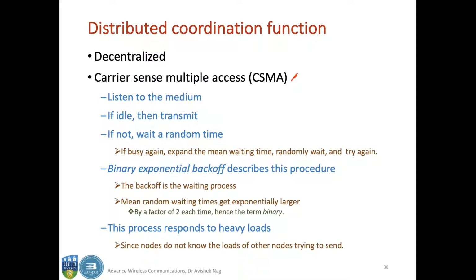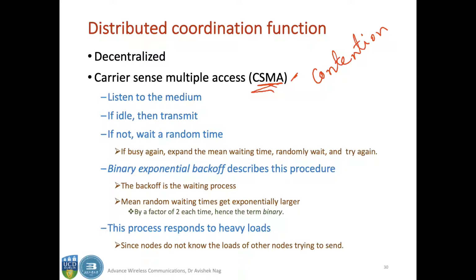Okay, but if the medium is not idle, if it is busy, then the idea is to wait for a random time and then transmit. If the medium is found busy again, then you expand the mean waiting time, randomly wait, and then try again. Each time you are waiting, you increase the waiting time by a factor of 2. This is what happens in the binary exponential backoff algorithm.